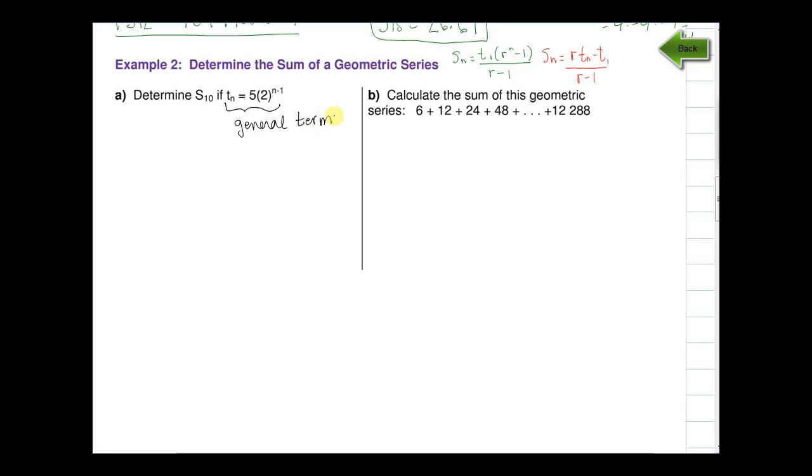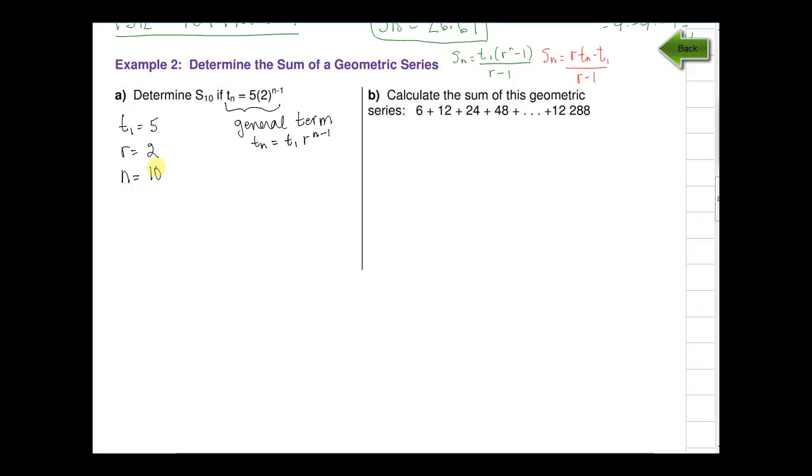And from the general term, you are going to find the information that you need in order to find a sum. So from our general term, what do we know? Because the general term is T subscript n equals T1 times r to the n minus 1, you can see that your first term is 5, and your common ratio is 2. Using the general term, we can't tell what the value for n is, but because we are asked to find the sum of the first 10 terms, we can see that our n term is 10.